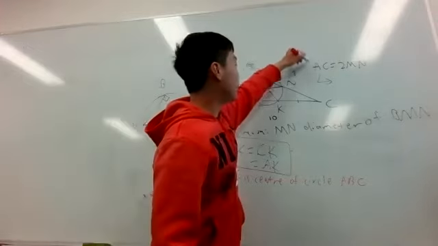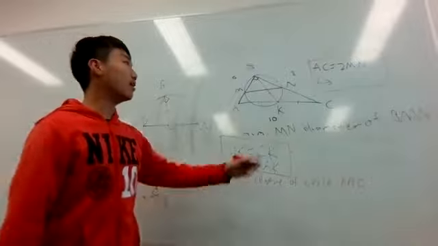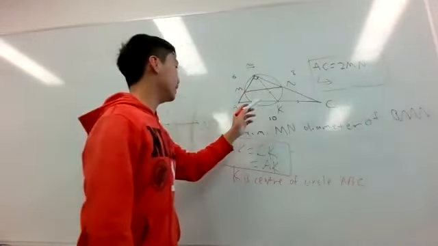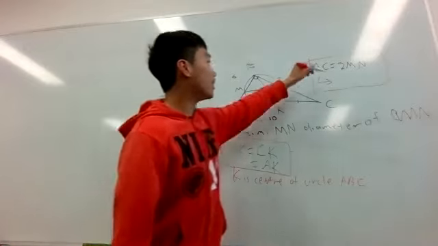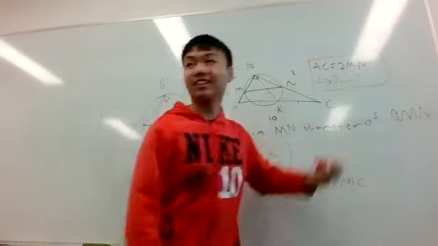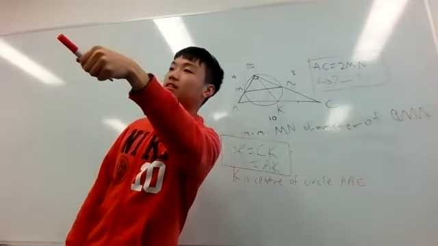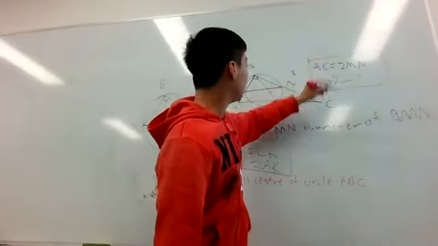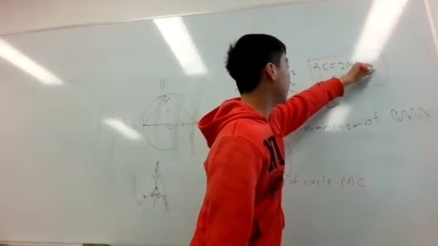I still want someone to say something about this. How else can we relate? We have that MN, 2MN is AC. What other 2 times something is also AC? Yes, what's your name? So AK and KC. Yeah, AK and KC, right? So 2 AK is equal to AC.